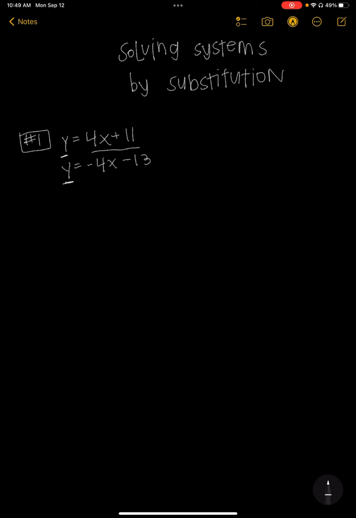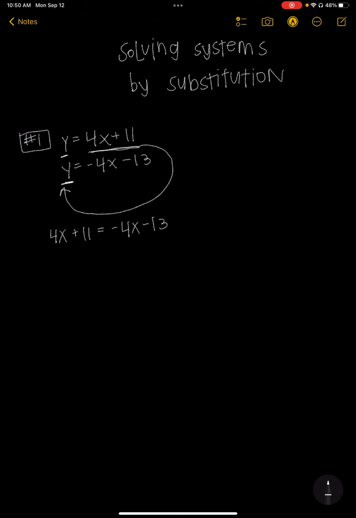So we're going to take this 4x plus 11 and replace this y with it. I'm going to take this whole expression and pull it down here so that I can rewrite the bottom equation as, instead of y equals negative 4x minus 13, 4x plus 11 equals negative 4x minus 13. And I can do that because both of these equations were set equal to y, which means I can replace one of the equations with the other.